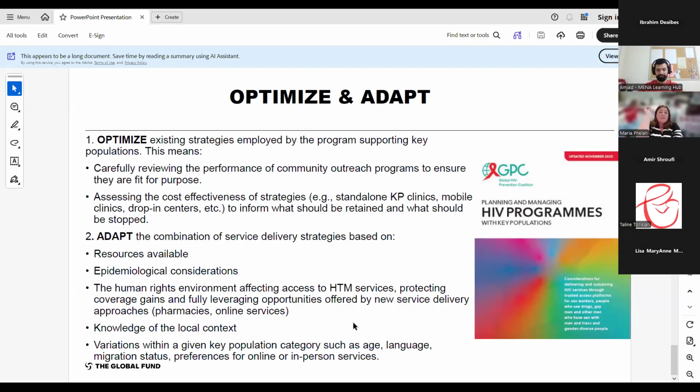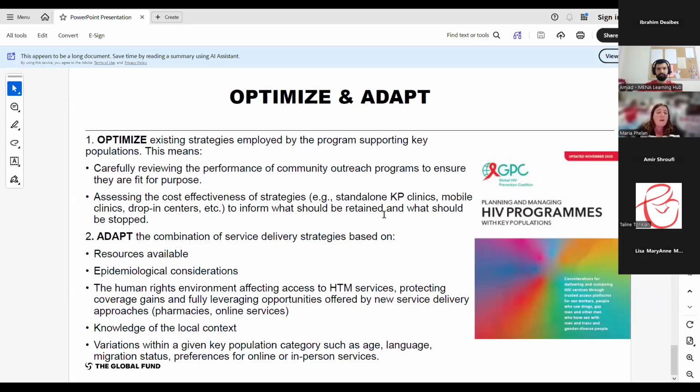Assessing cost effectiveness of strategies and using that trusted access platform approach, how different platforms can be utilized and leveraged to reach people to access services in different ways. Adaptation of the combination of service delivery strategies based on what resources are available, epidemiological considerations, ensuring that those who need the services most are able to access them and they're targeted appropriately for those populations.